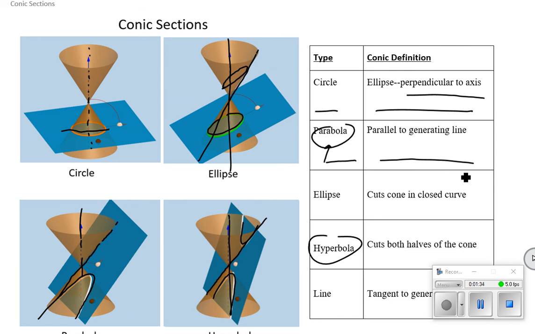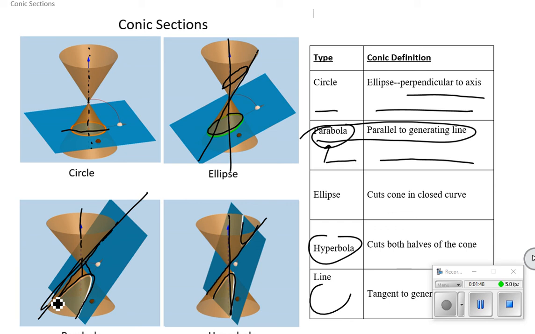Same idea here. And of course, if you take this parabola, which is parallel to the generating side line, and slide it this way, the shape you get is just a line. It's tangent to the side. So the circle, perpendicular to the axis, the parabola, parallel to the generating line. The ellipse is between, perpendicular to the axis and parallel to the generating line. And the hyperbola is outside of, if the plane is outside of, perpendicular and parallel.